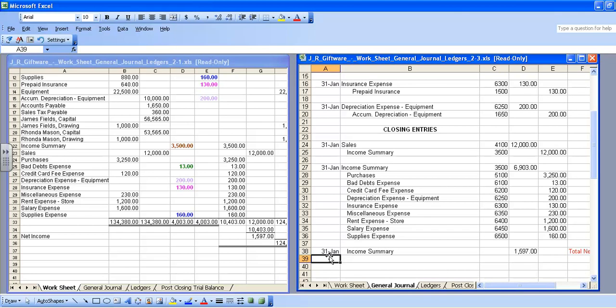That should not be indented. And then we're going to divide that net income equally between the owners. So James Fields receives half of $1,597, as does Rhonda Mason.